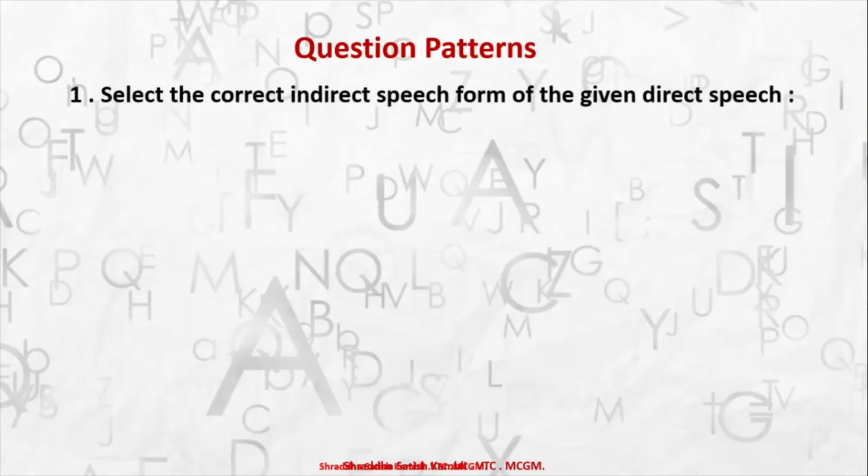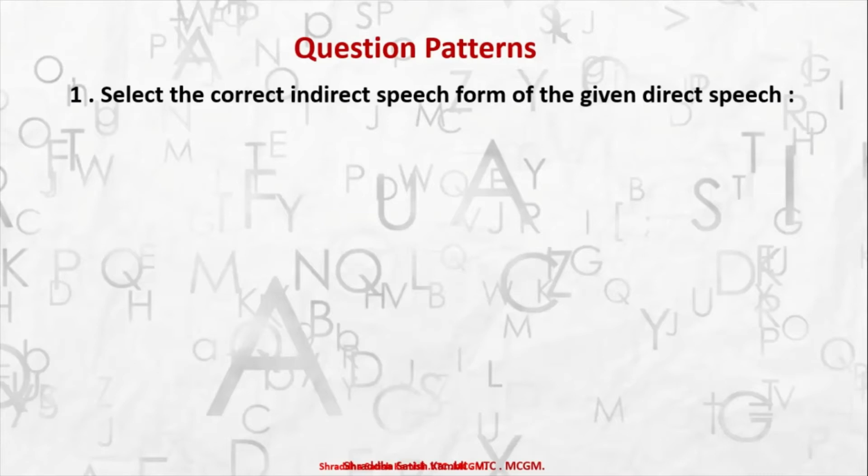Select the correct indirect speech form of the given direct speech. So there will be a sentence which is given to you and it will be in the direct speech form. There will be a comma, there will be inverted commas. You will have to select, and there will be 4 sentences, out of which 3 will be wrong and 1 will be correct. So you have to select the correct one.